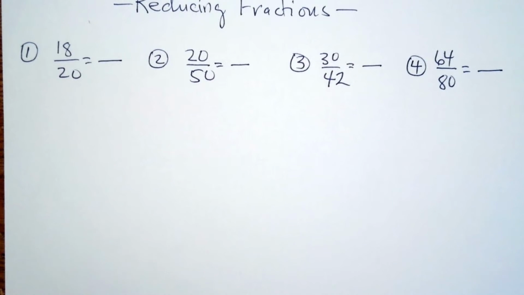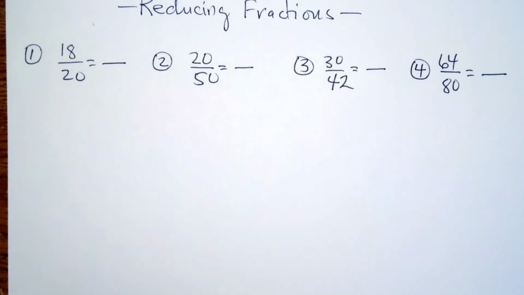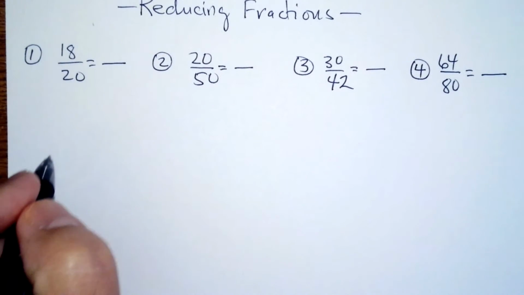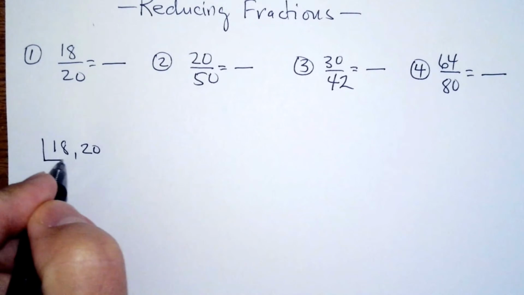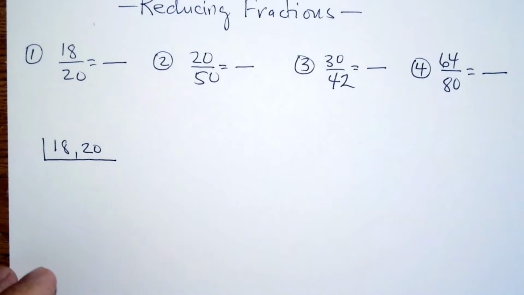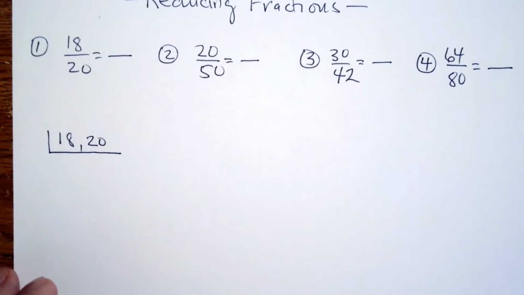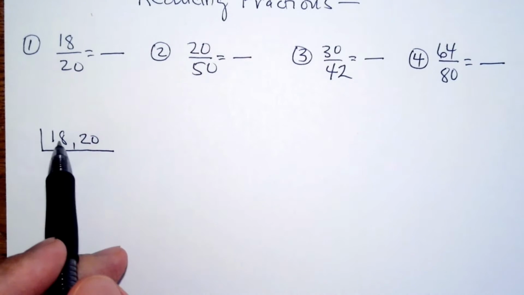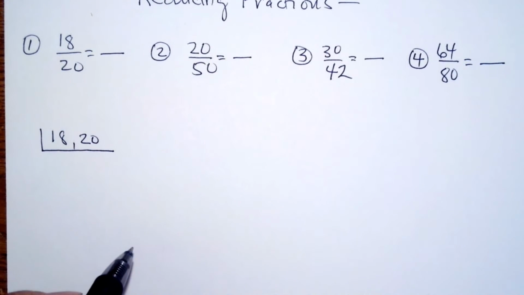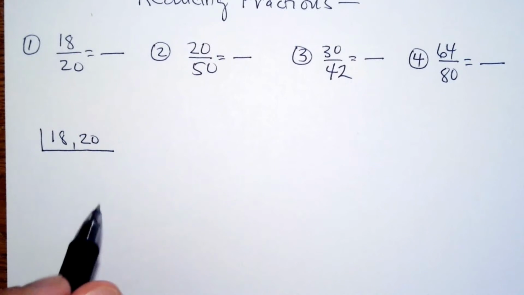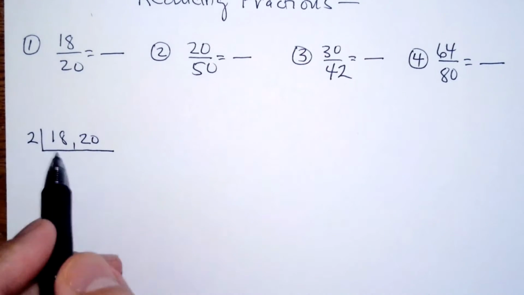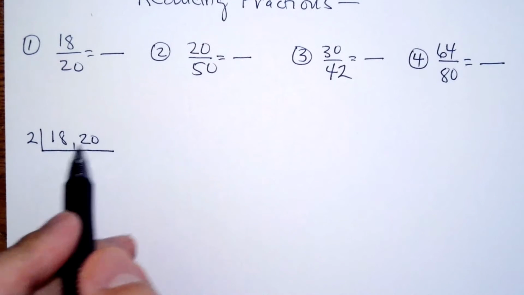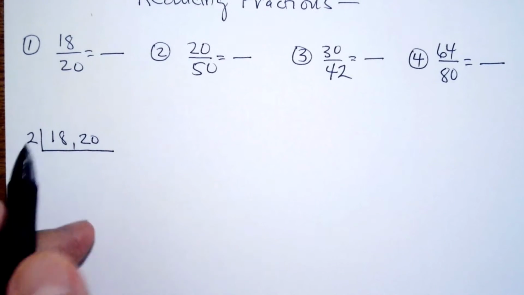Let's look at number 1. The numbers are 18 and 20. I'm going to set them side by side. And then you'll notice I drew sort of like an upside down division symbol. And actually that's exactly what we're going to do. We're going to divide into 18 and 20 at the same time. Now if you're asking me by what, I'm going to start with the number 2. 2 is even. 18 is even. 20 is even. I know that 2 will go into even numbers equally.